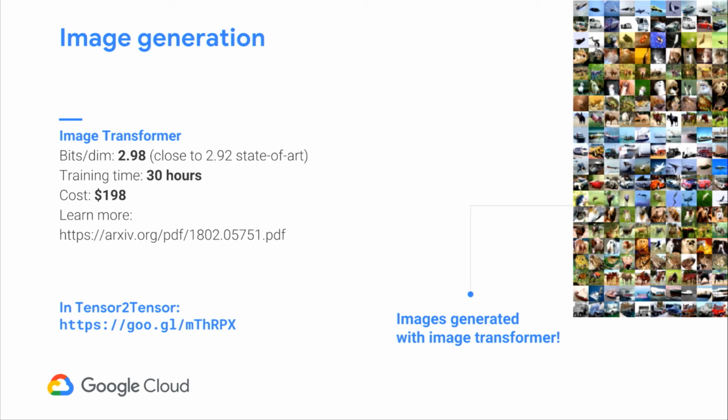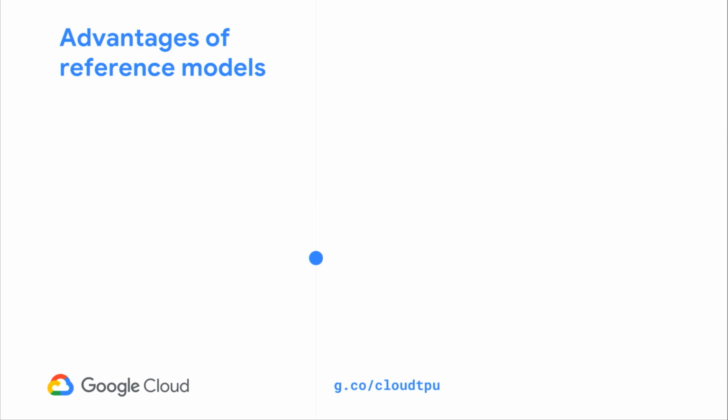Now, I mentioned image generation earlier. You can see off to the right in these rows of different categories, these images have actually been synthesized from scratch using the Image Transformer model. And using a Cloud TPU, you can get to a score of 2.98 bits per dimension, lower is better in this case, in 30 hours for under $200. I've also provided a link to the paper here if you're interested in learning more.